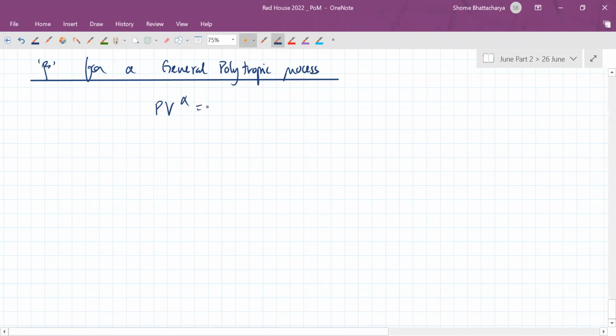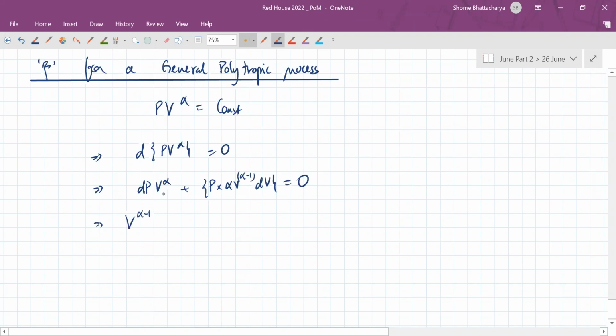So PV to the power alpha is constant. So if we differentiate this, we'll get small change in this should be 0. So differentiation of first term into second plus first into differentiation of second should be equal to 0. So we take V to the power alpha minus 1 common in these two terms. You can see that we'll get V dP plus alpha P dV equal to 0.